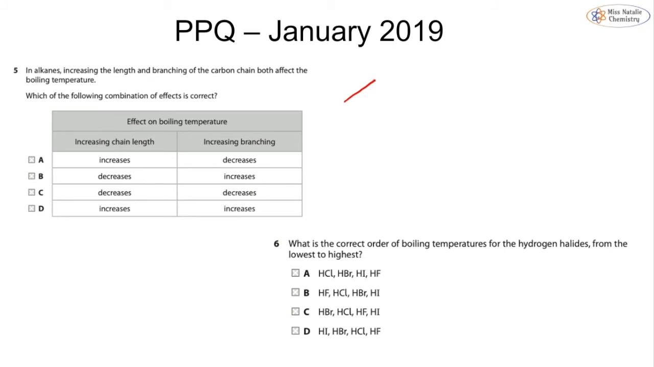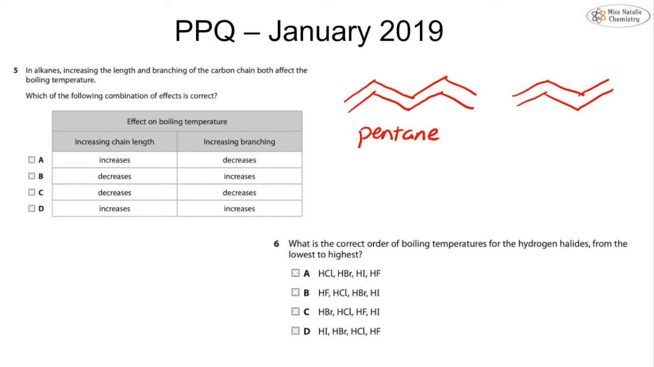So remember, if we have, let's say, this molecule of pentane, and then I compare that to butane, we know that the boiling temperature of pentane is going to be higher than that of butane. So increasing our chain length is going to increase the boiling temperature. So that means that we can ignore B and C. So our answer has to be A or D.